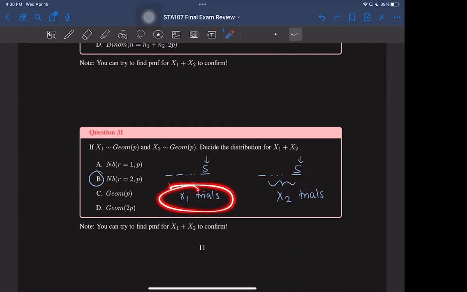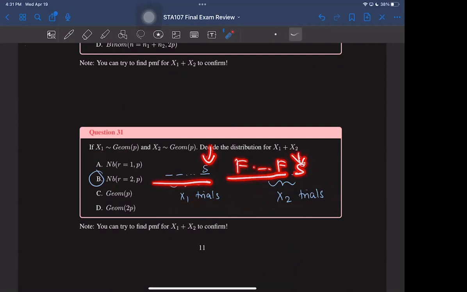If you take X1 here plus X2 here, it gives you the total number of trials until you reach the second success, right? Because here is until the first success, and here is a bunch of failures until this is the second success in the sequence. So X1 plus X2 exactly matches the description of a negative binomial with number of successes 2 and probability of success in each trial p. Does this make sense?